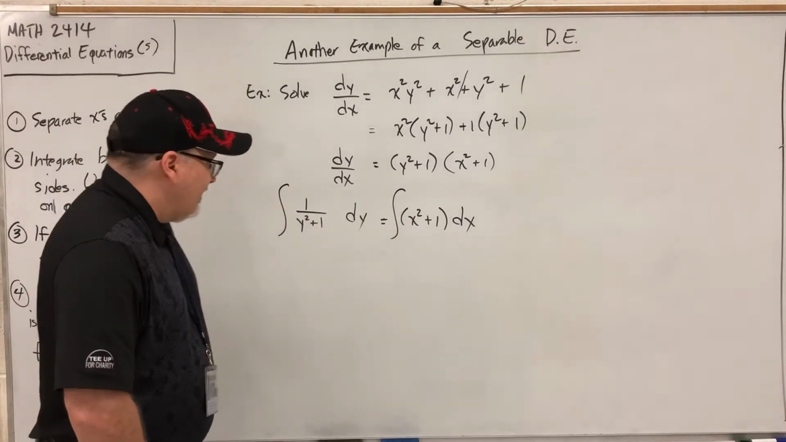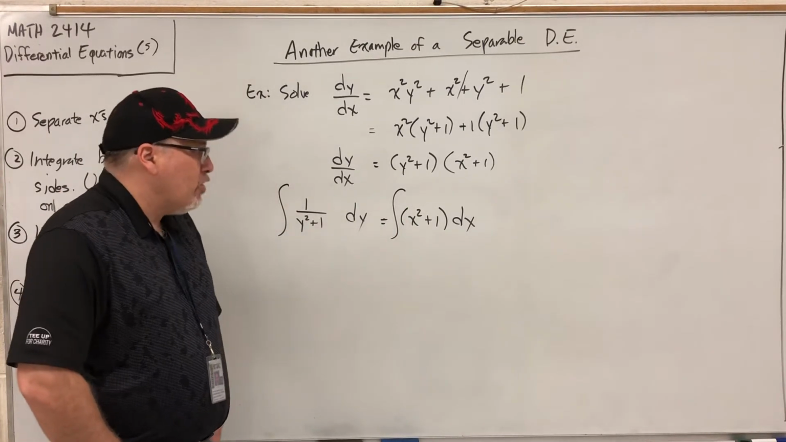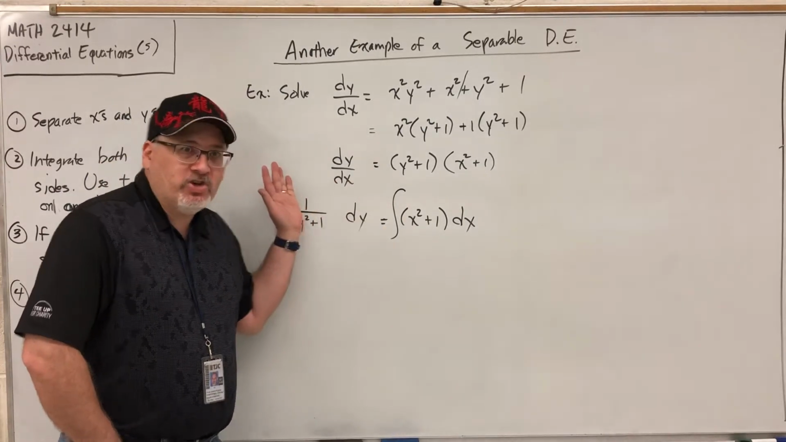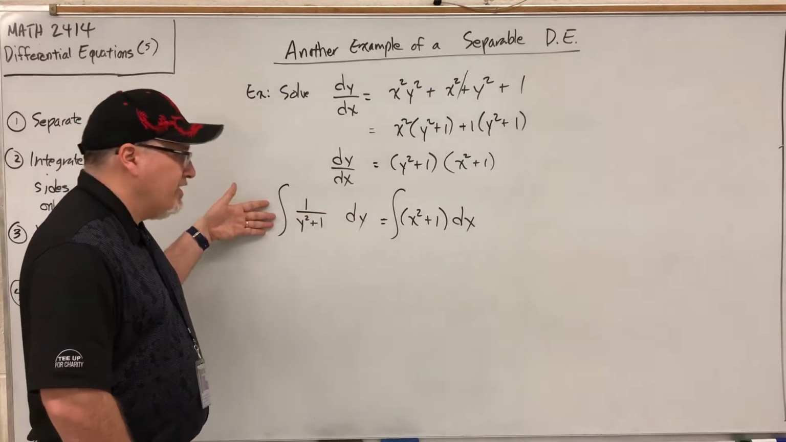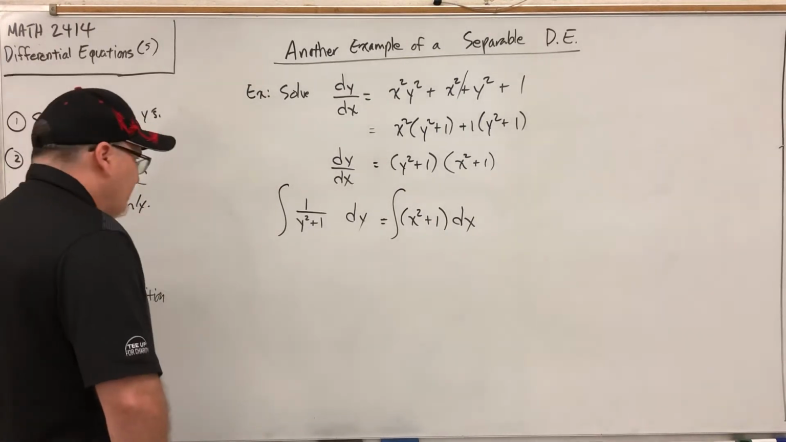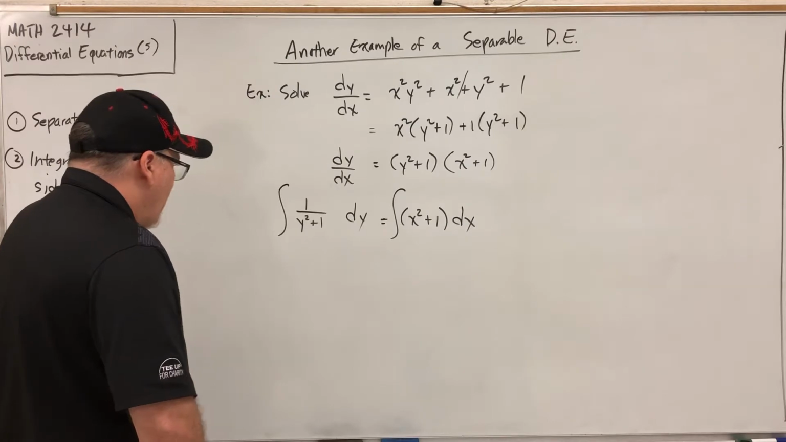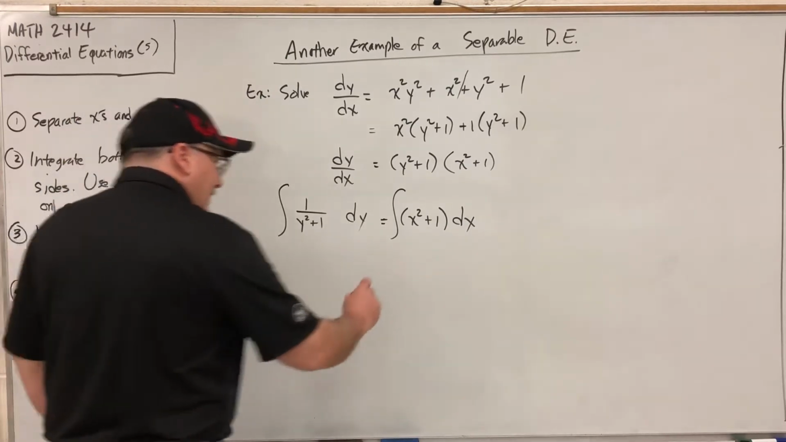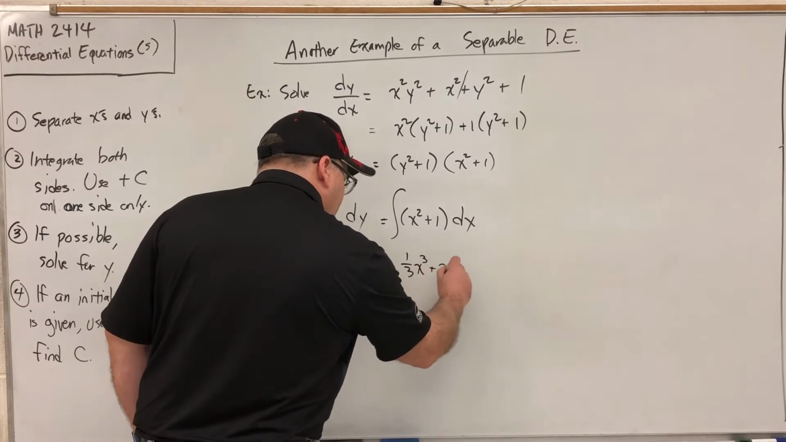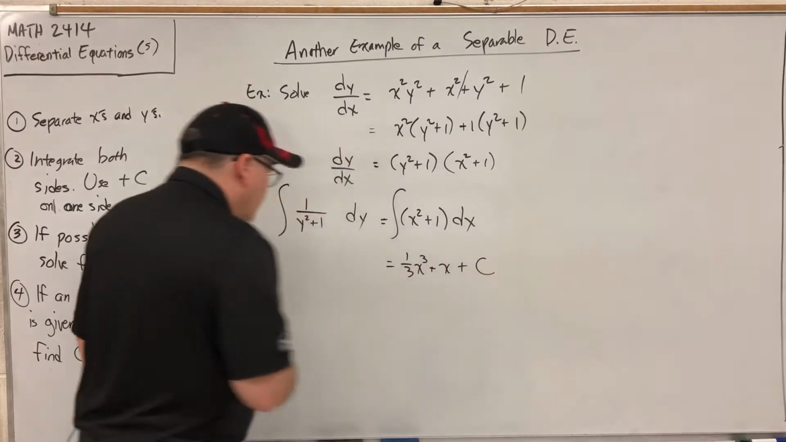For those in my class who are going to do this homework, I am okay if you do the integration immediately upon the separation. In other words, you don't need to write this without the integral signs, and then again with the integral signs. Alright, so let's integrate this. The right side is trivial. The right side is just going to be 1/3 x cubed plus x plus some constant.